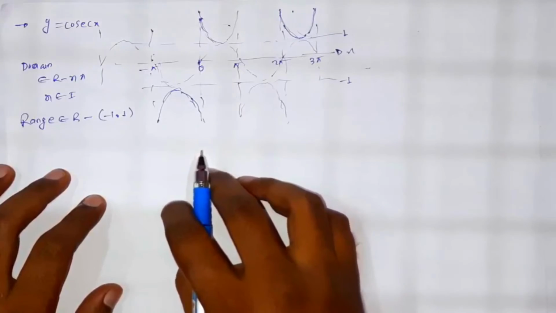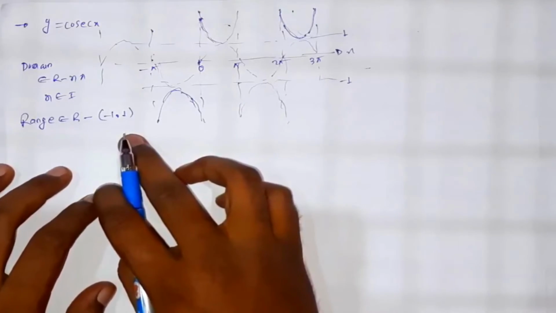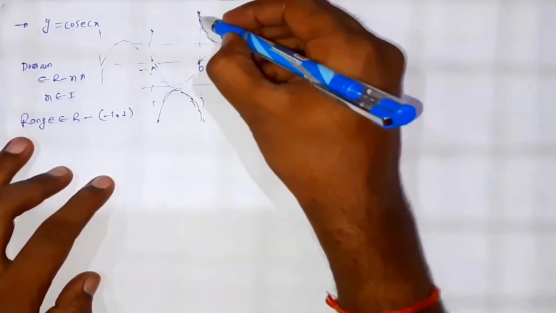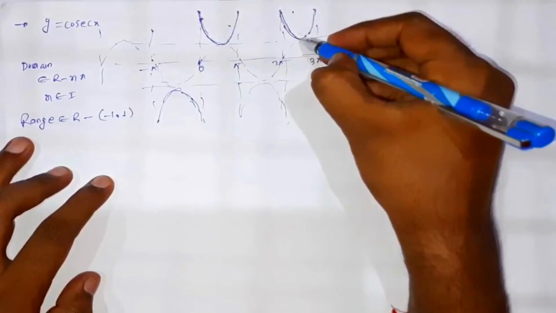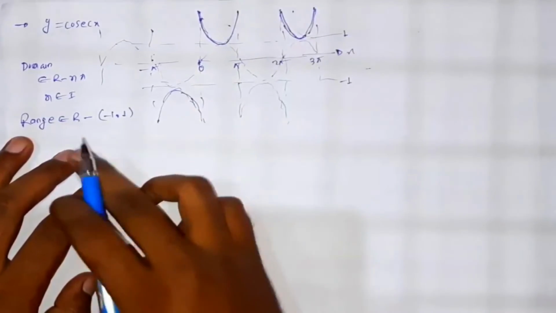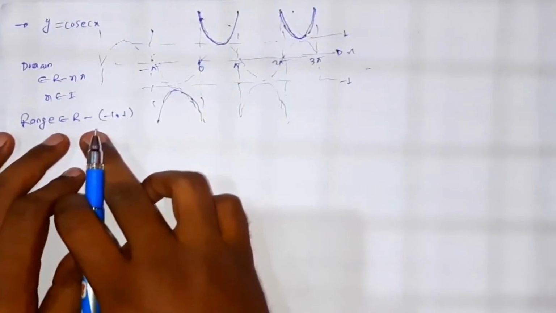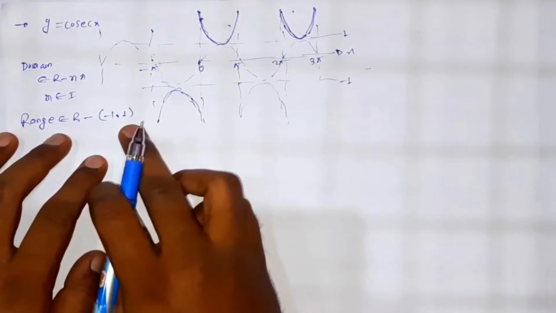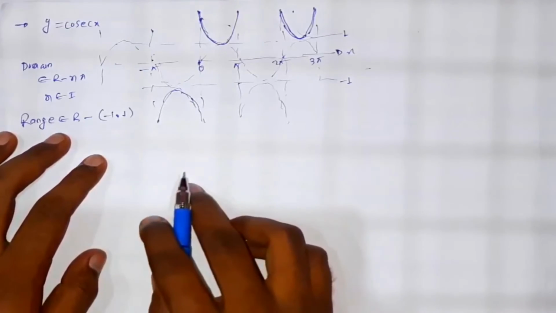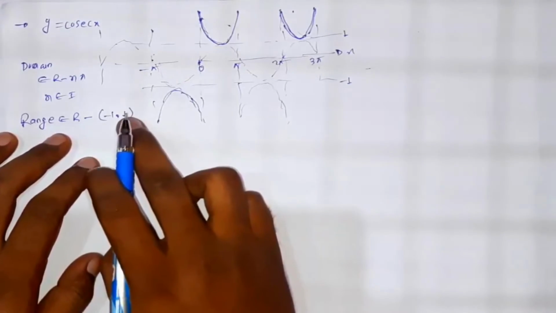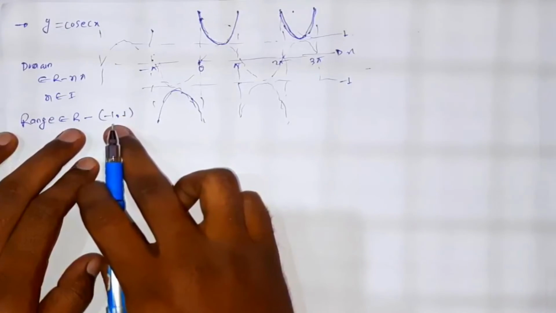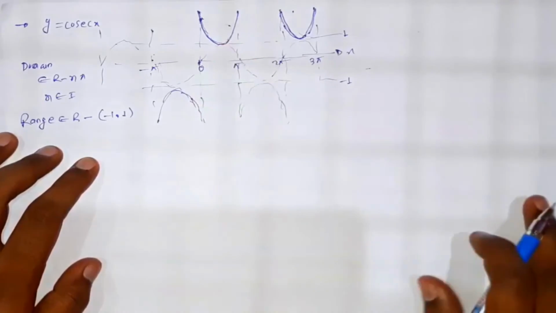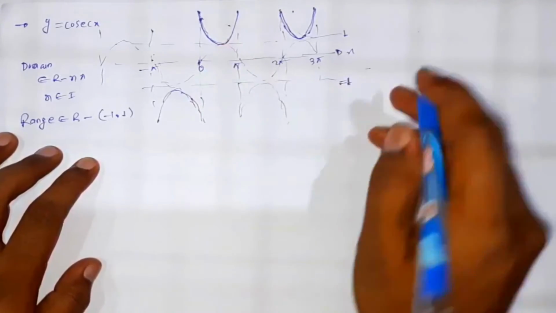So we will simply draw the graph of this cosec of x like this. These are the graphs, and as far as this graph is concerned, we can say that the range of this function will be R minus (-1 to 1). Here 1 is excluded, and -1 is excluded too. So I hope it is clear to all of you.